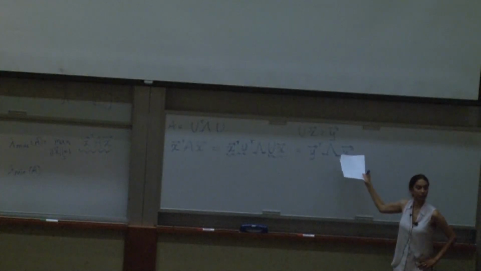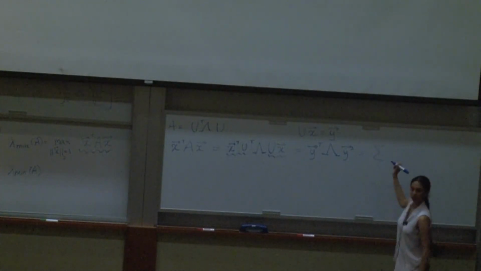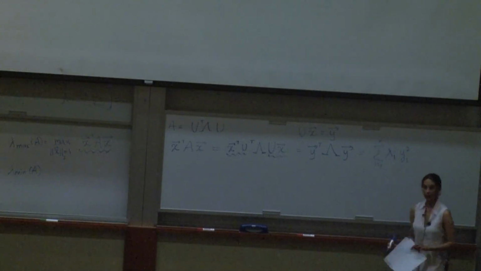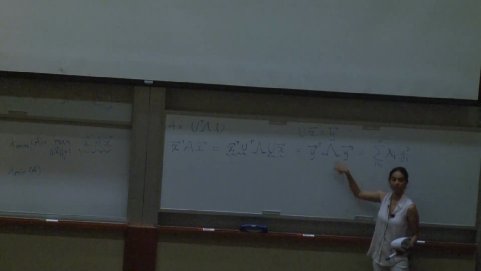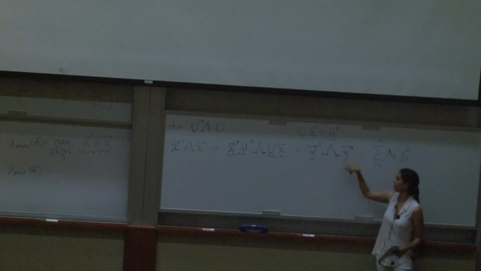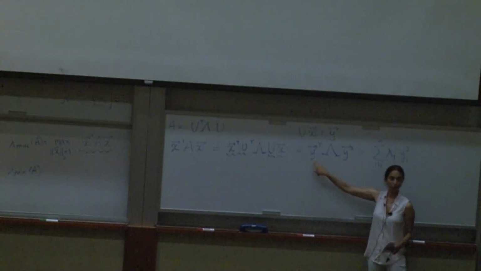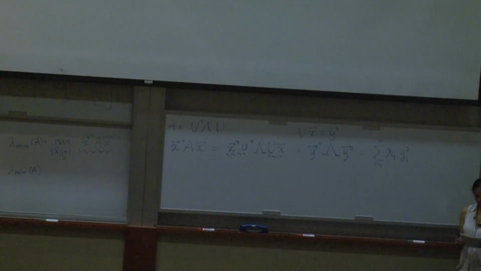So can you write this out? I want to pull out the eigenvalues. Can you write this out in the way that pulls out the eigenvalues? What is this equal to? I can write this as the sum of lambda i yi squared, right? Because this is just a diagonal matrix. So all this gives me is a version of y scaled by lambda i multiplied by yi transpose, that's just the dot product, which gives me this. Everyone see that?